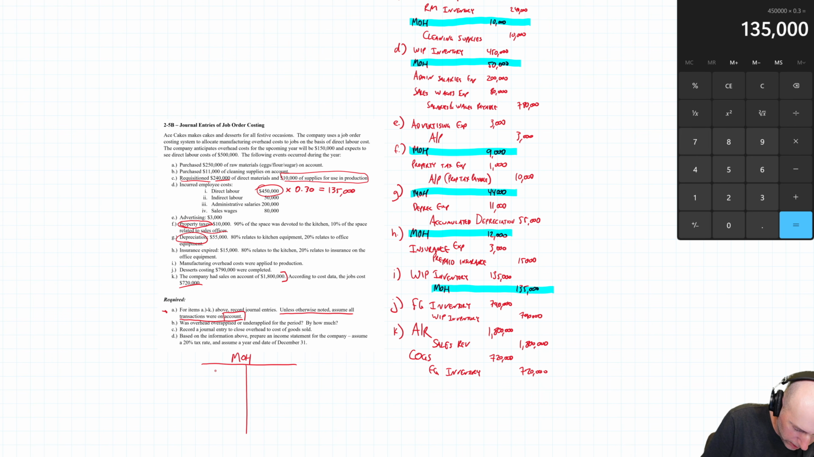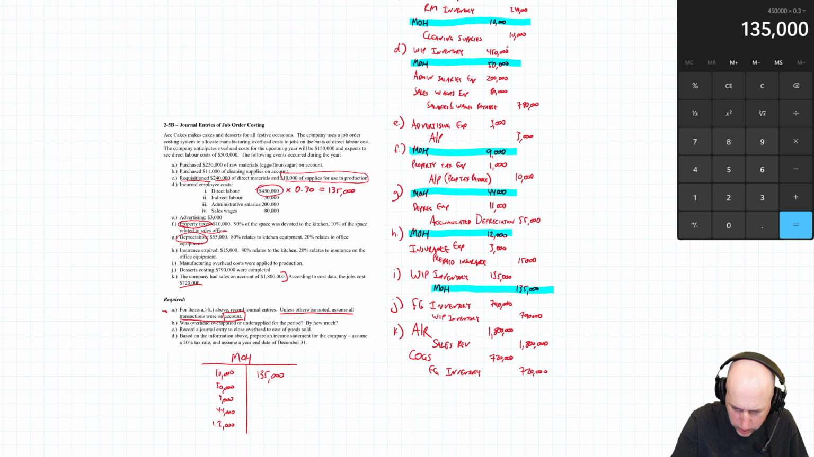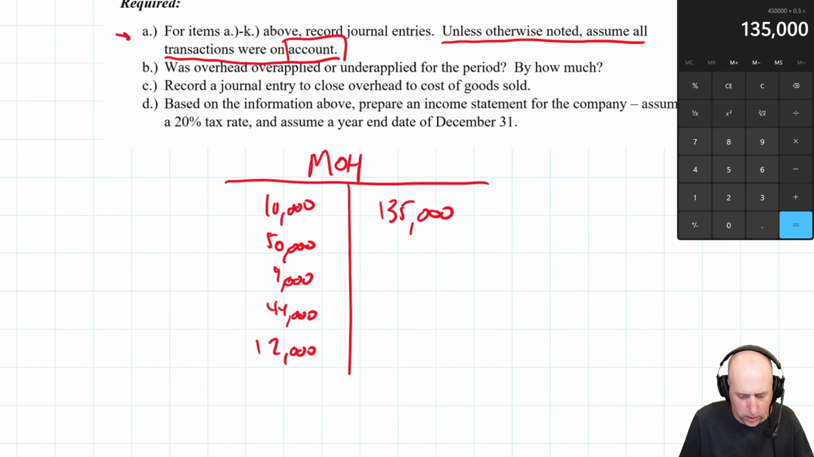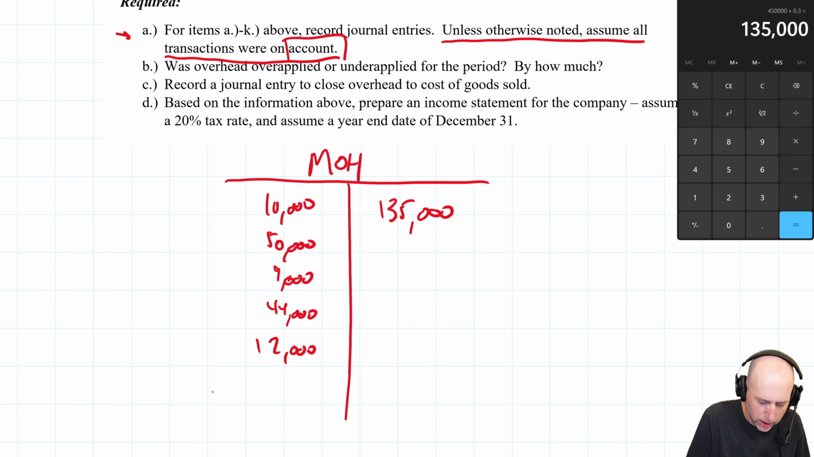So I got a debit of 10, a debit of 50, a debit of 9, a debit of 44, a debit of 12, and a credit of 135. I think I've got them all. 1, 2, 3, 4, 5 debits, 1 credit. Yeah, it looks like I got them all. Okay, so this is what my T account looks like.